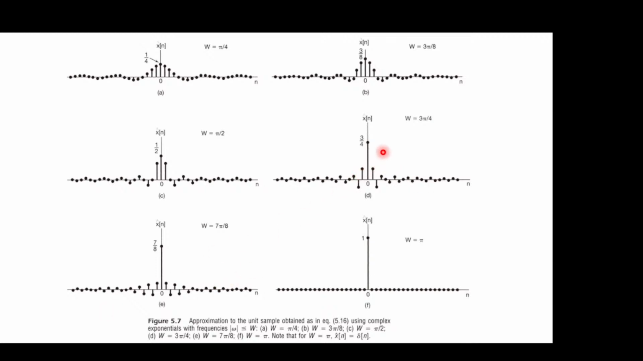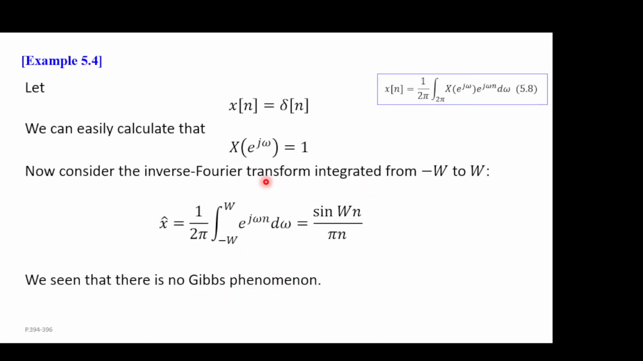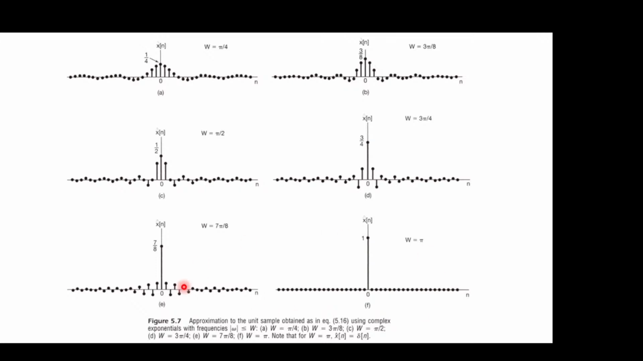But because you are only sampling on integer values, if your oscillation gets too fast, you just don't see it. So when your w goes to pi, this integration converges back to your single delta function perfectly. You get the discrete jump in your time domain, and you actually get no Gibbs phenomena when you integrate back.